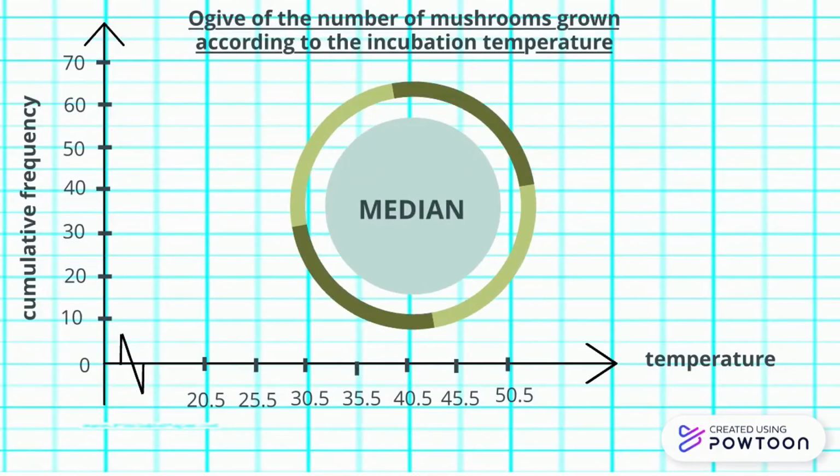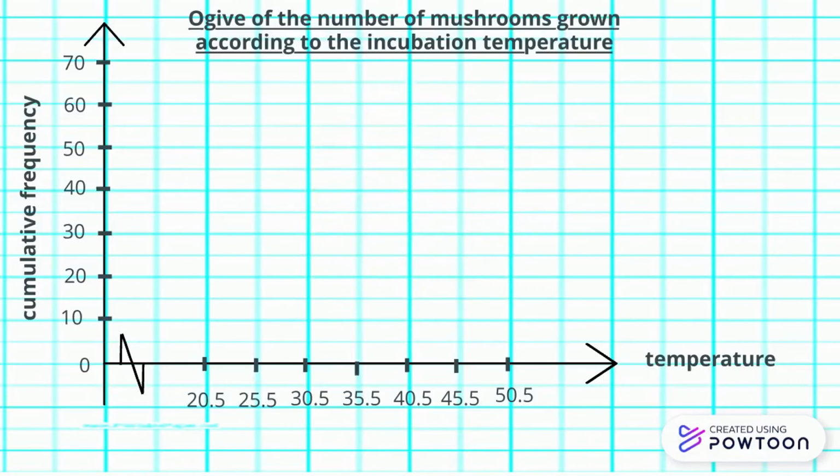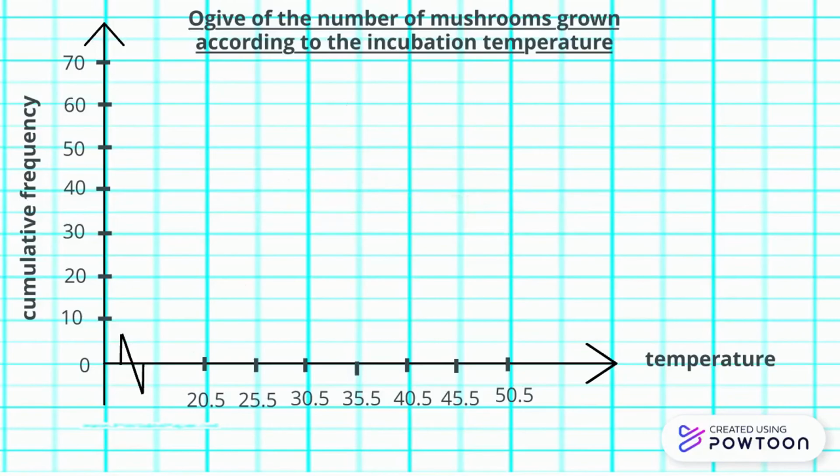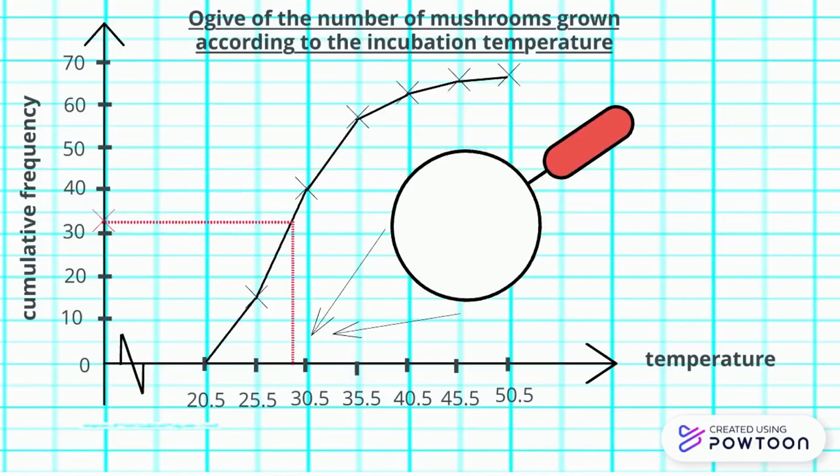But how to find the position of median from the graph? The formula is total frequency divided by 2. That means 66 divided by 2 and we'll get 33. Plot the position and do this. Look, the position at the frequency is 29. Thus, the estimated median for our graph is 29.